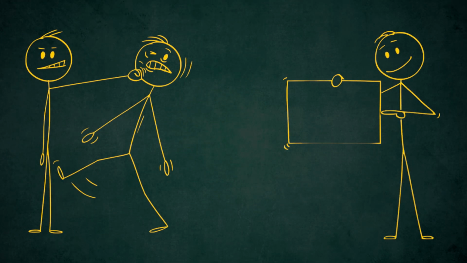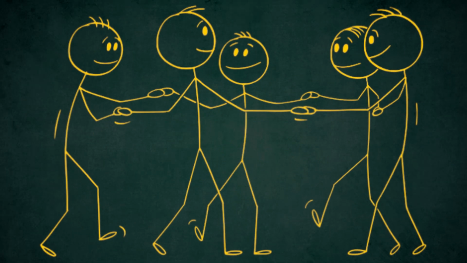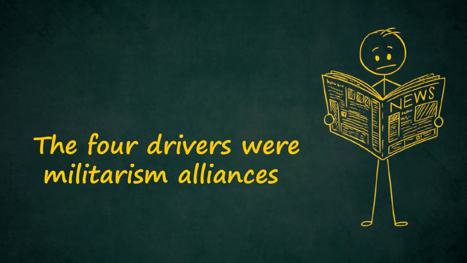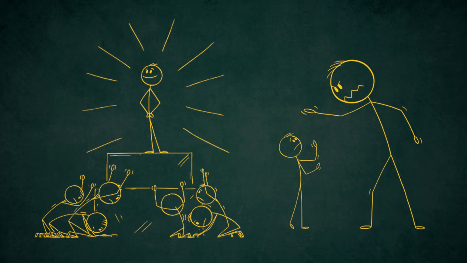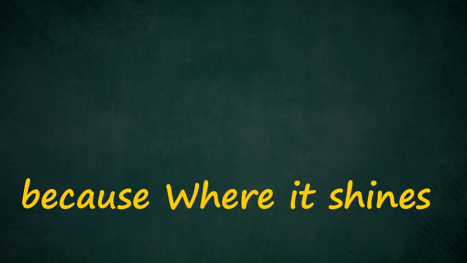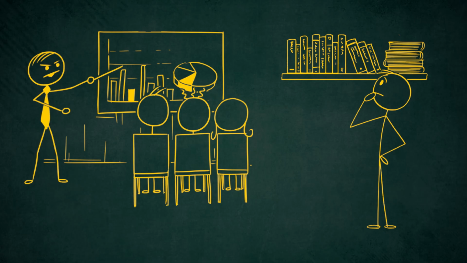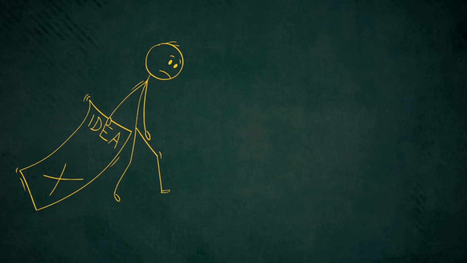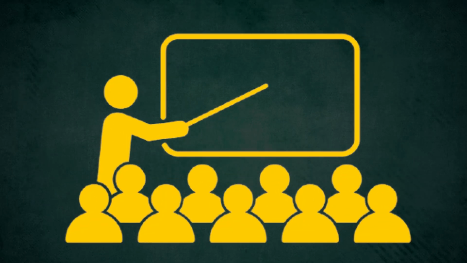Mini example: history. Heading: causes of World War I. Questions: what were the main causes? How did alliances escalate conflict? Read, recite. The 4 drivers were militarism, alliances, imperialism, nationalism. Alliances turned local conflict into a chain reaction. Where it shines: long chapters, exam essays, concept-heavy subjects. Common mistakes: reading first, questioning later, copying the text instead of reciting in your own words.